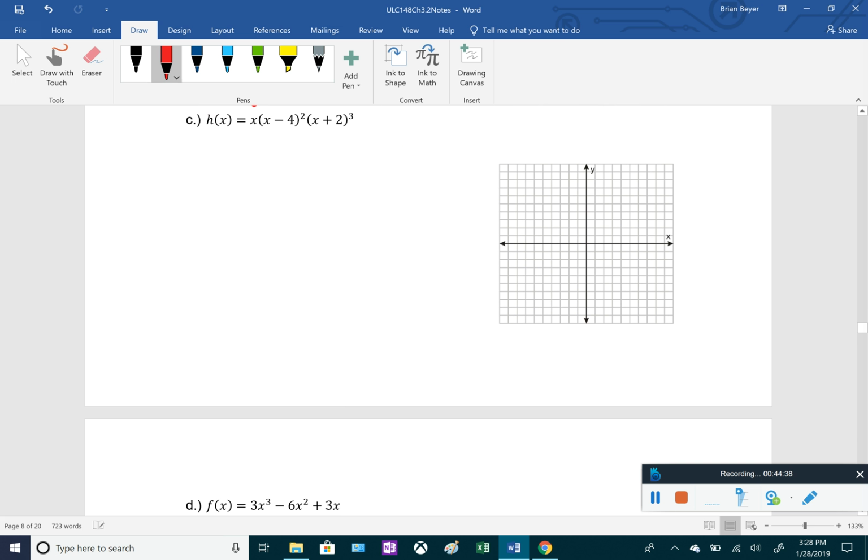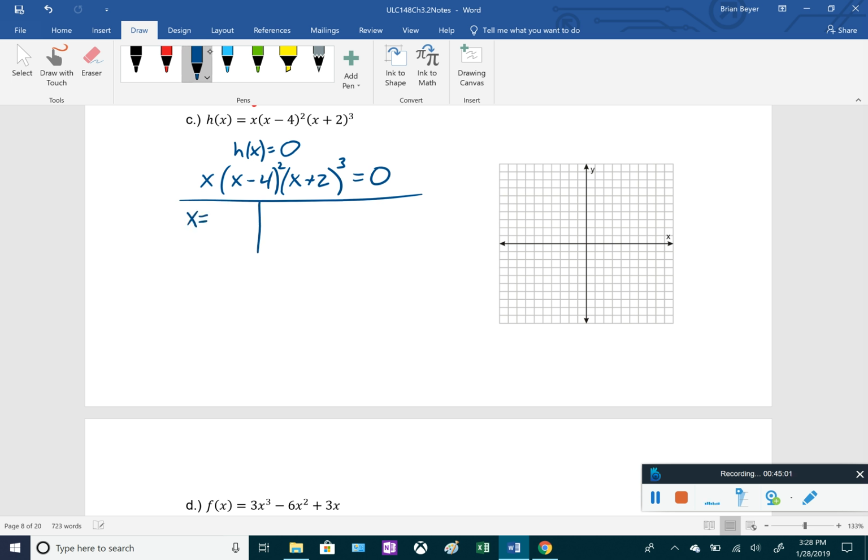So we have h of x is x times x minus 4 squared times x plus 2 cubed. So we're going to set it equal to 0. So we're setting this whole thing equal to 0. I'll go a little bit faster here. So it's already factored once again. So that means either x is 0 or x minus 4 squared is 0, or x plus 2 cubed is 0. So solving all these separately, we already have x equals 0. We would get x equals 4 for the second one, x equals negative 2 for the third one.